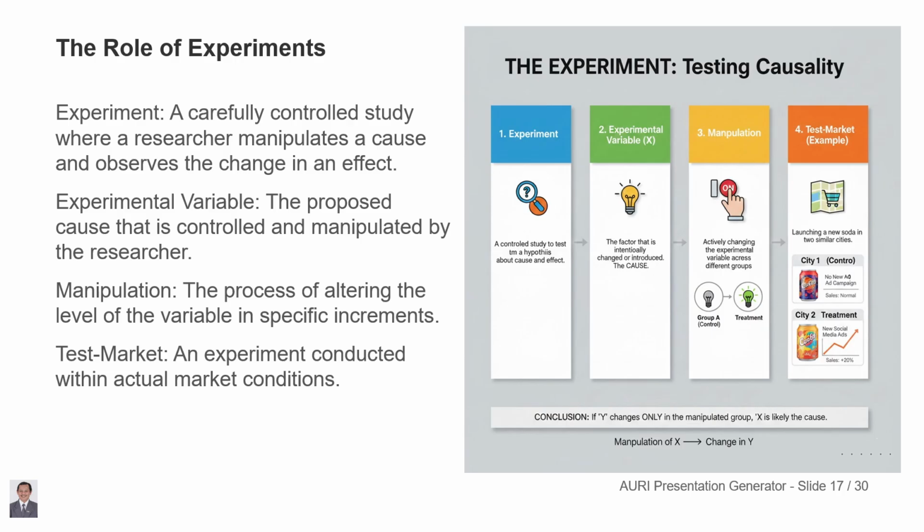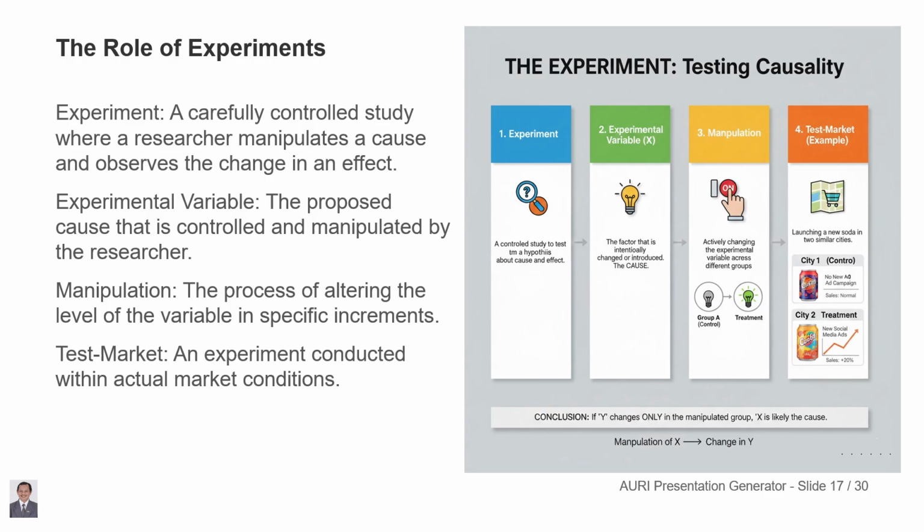The most effective tool for conducting causal research and reliably establishing cause and effect relationships is the experiment. An experiment is a carefully controlled study. In it, a researcher systematically manipulates one or more proposed causes, known as independent variables. Then they observe and measure any changes or effects in a proposed outcome variable, the dependent variable. The specific proposed cause being controlled or varied by the researcher is called the experimental variable.